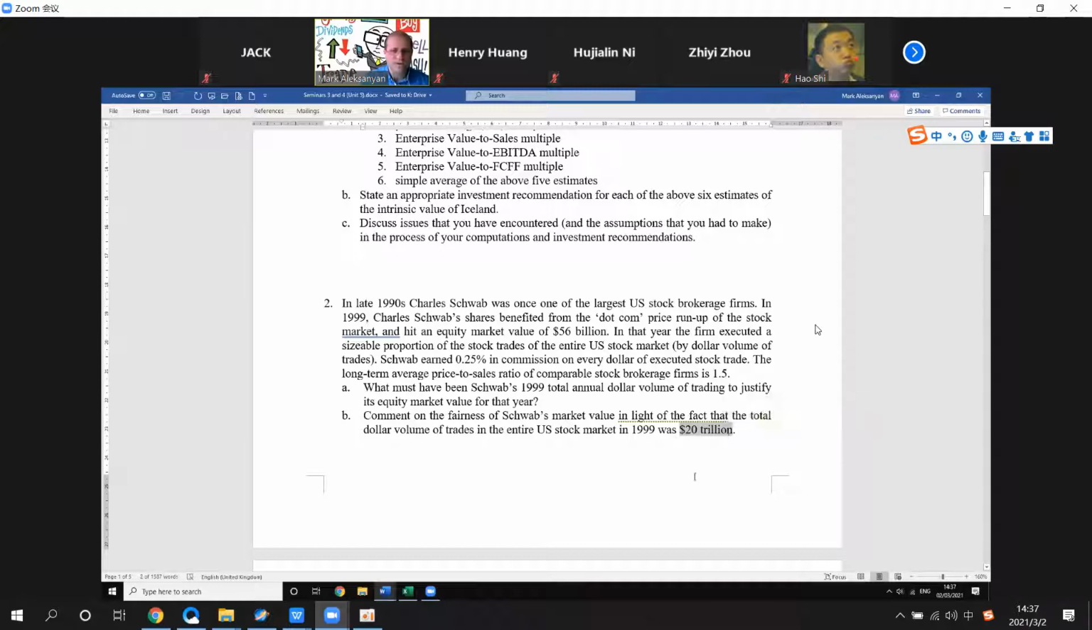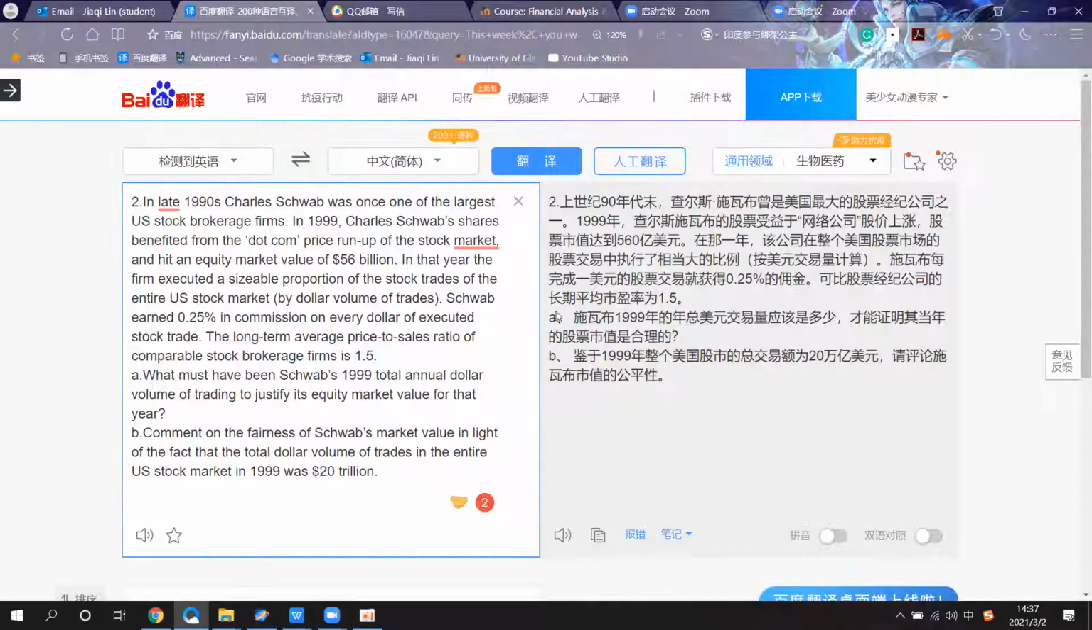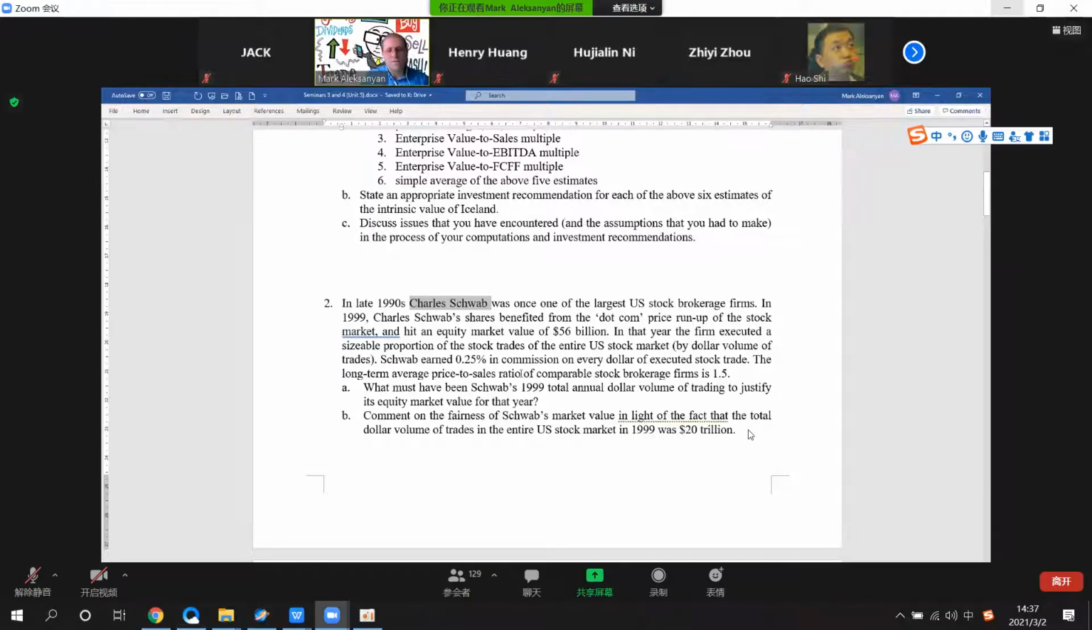So it looks like about 80% of that was just done by Charles Schwab, which cannot be correct, because that's just one of a large number of brokerage houses that were executing transactions.